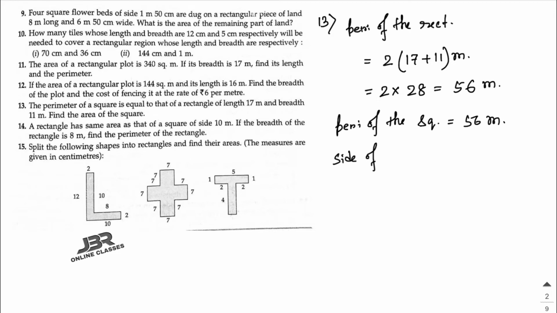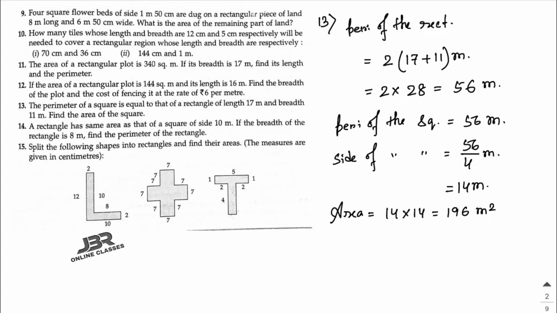Then for the side of the square you have to just divide 56 by 4, because the formula for the perimeter of the square is 4 into side. So from the perimeter, when you have to find out the side, just divide it by 4, and that is equal to 14 meter. Okay, so now you have to find out the area. It's very easy. The formula to find the area of the square is side into side, that means 14 into 14, 196 meter square, or you can write square meter.